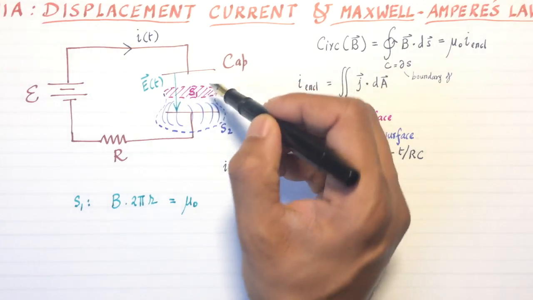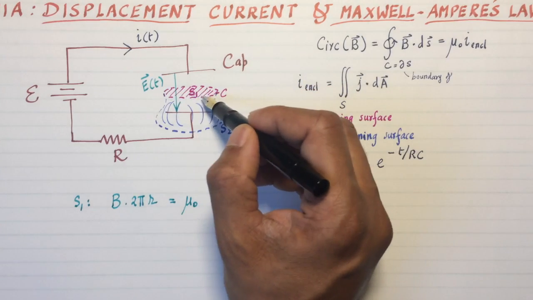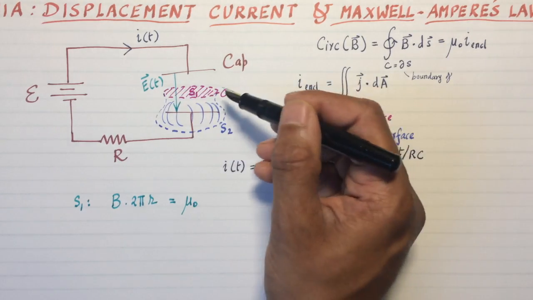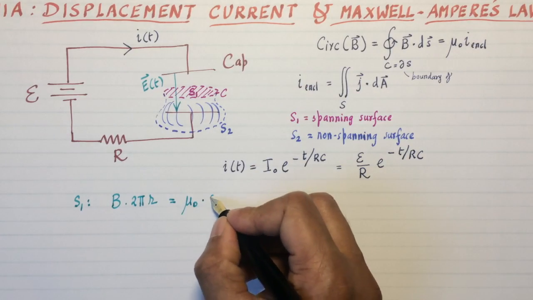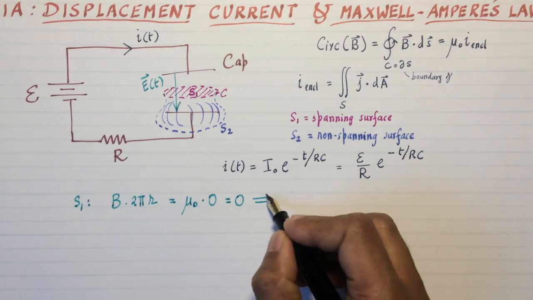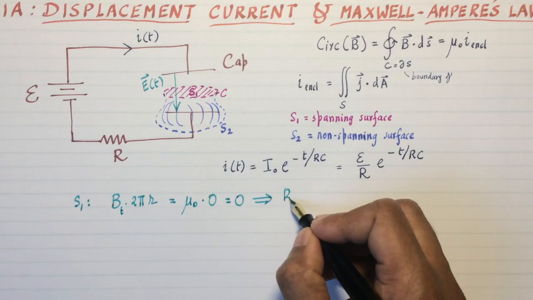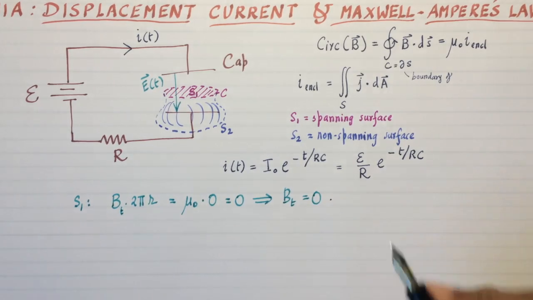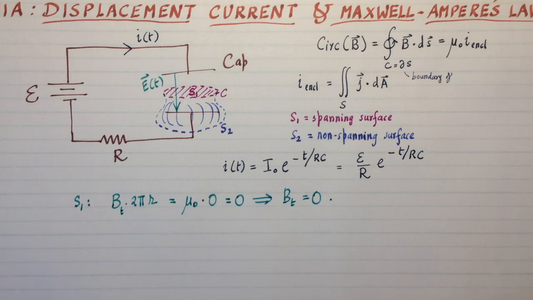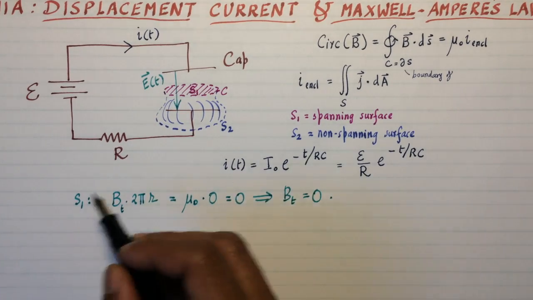What's the current enclosed inside the capacitor by surface S1? 0. There is no current going through. So it's mu naught times 0, which is 0. That tells us that the tangential magnetic field, B tangential, inside the capacitor must be 0. That's what regular Ampere's law tells us for surface S1.